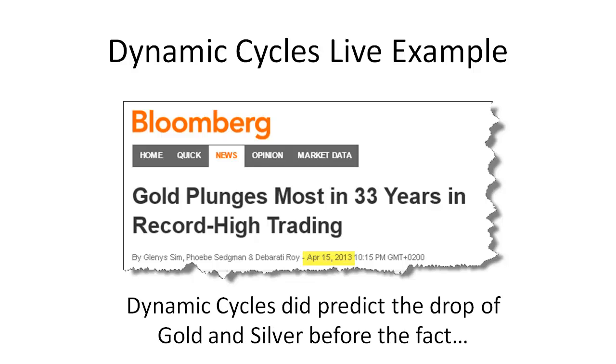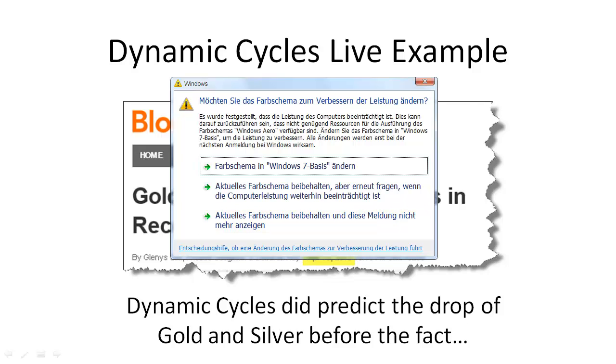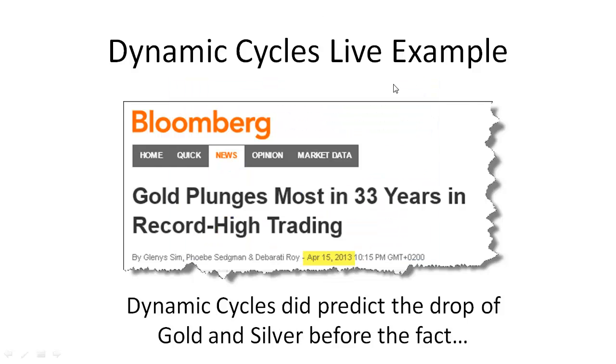Just to give you the takeaway, the dynamic cycles did predict the drop of gold and silver before the fact. So it was quite an easy one to spot with the dynamic cycles tool set, even in advance. And let's go over this example live during the next minutes. First of all, I will show you a long and short-term cycle on the gold and silver markets for the last 6 months, to review this situation.